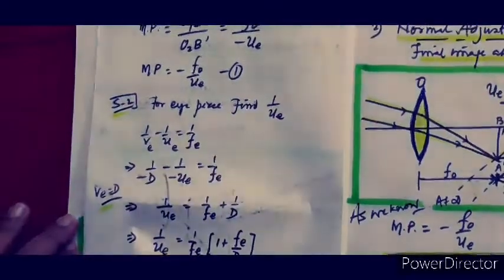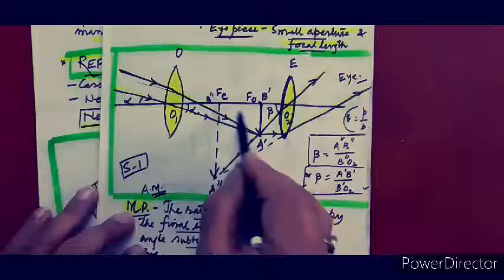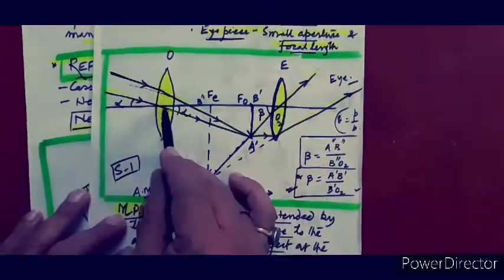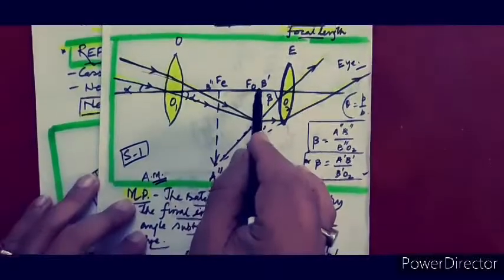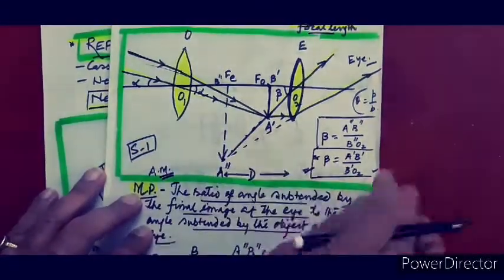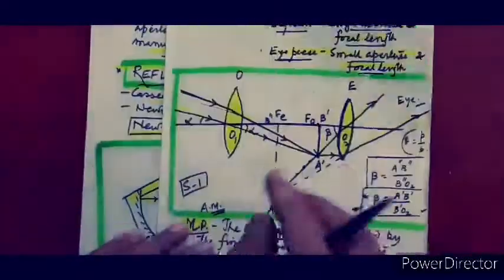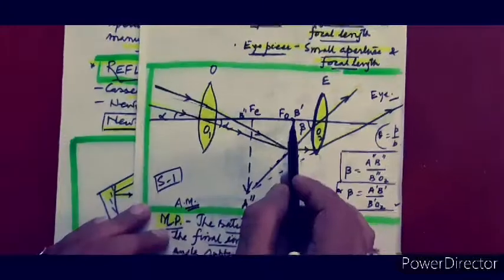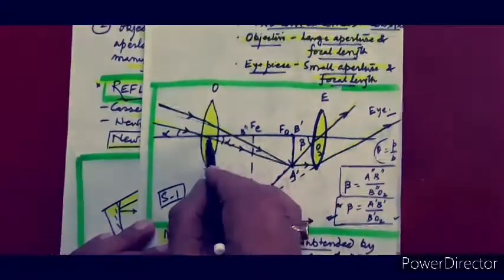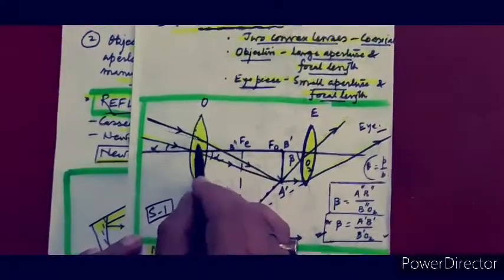Now just to see what is O1 B dash. This particular distance O1 B dash is the image distance for the objective. Image distance for the objective, so we write VO, which is approximately equal to the focal length of the objective.